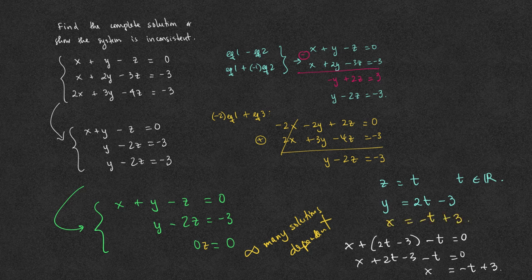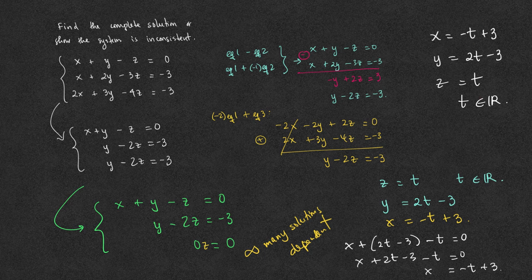The solution to the system of equations is therefore x equals negative t plus 3, y equals 2t minus 3, and z equals t, where t is any real number that satisfies these conditions. There are infinitely many real numbers that we can use. If we want to have a particular or specific solution, we simply plug in various values for t, such as t equals 0, t equals 1, t equals negative 3, t equals negative 1.